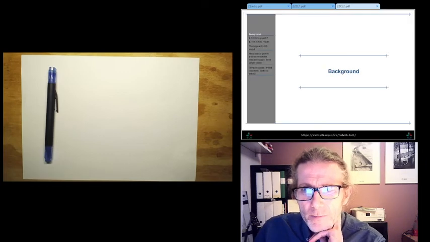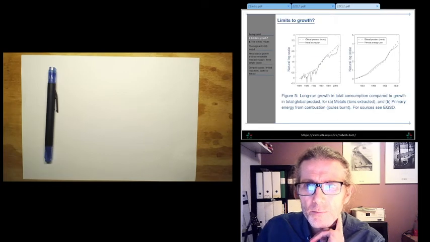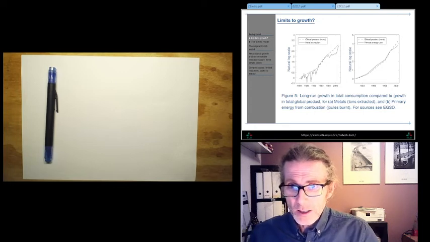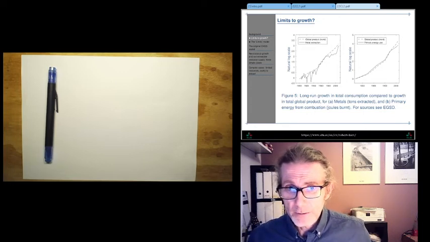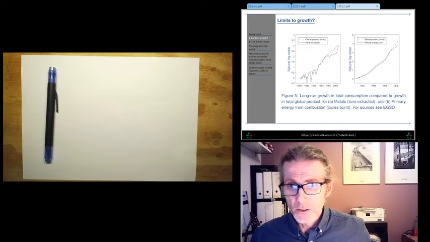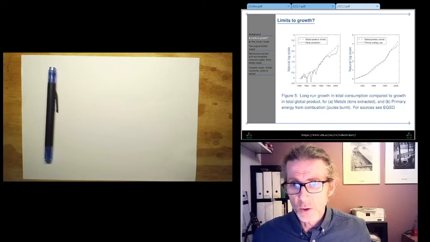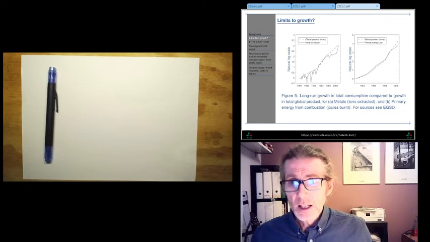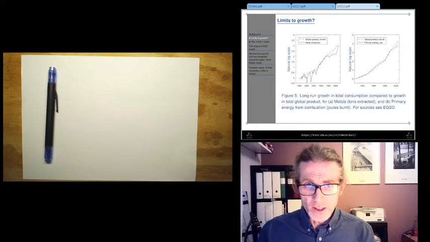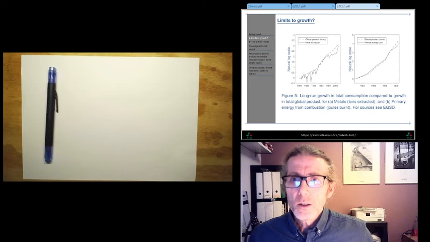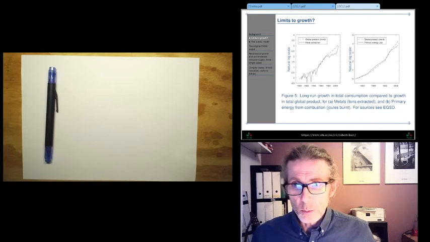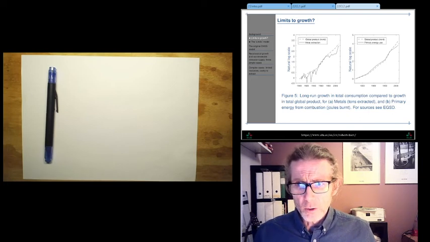Okay, and that's the figure we looked at earlier. In the left-hand panel, we see metals extraction compared to global product. In the right-hand panel, we see primary energy use, again, compared to global product. And they're normalized and on a log scale. So what we see is that the slopes of those lines are growth rates.